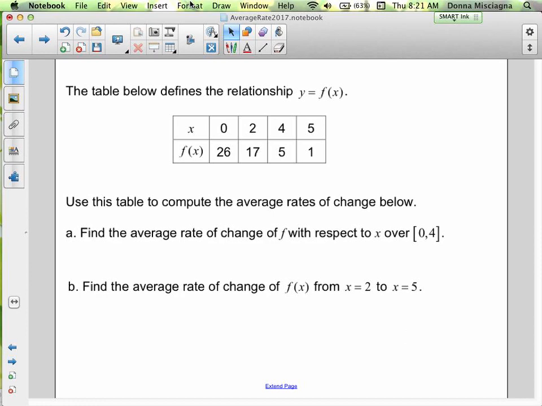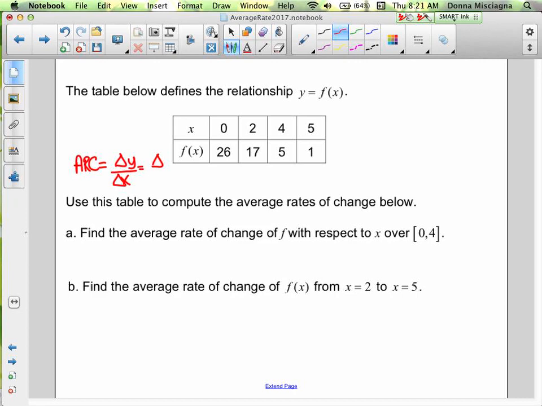For average rate of change, the x is, of course, your independent variable. The f of x, or y, is your dependent variable. And average rate of change is always change in y over change in x, which is change in dependent over change in independent.